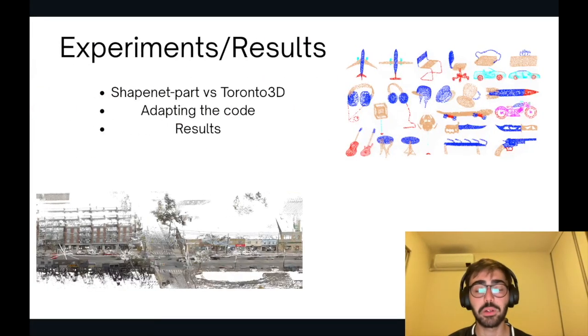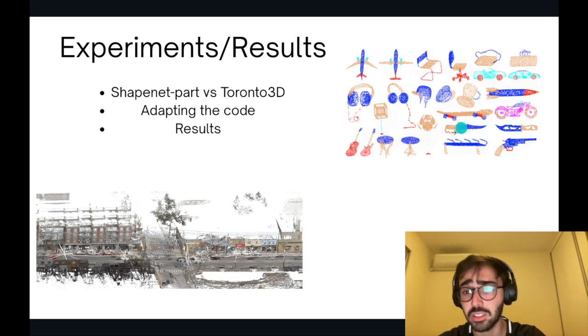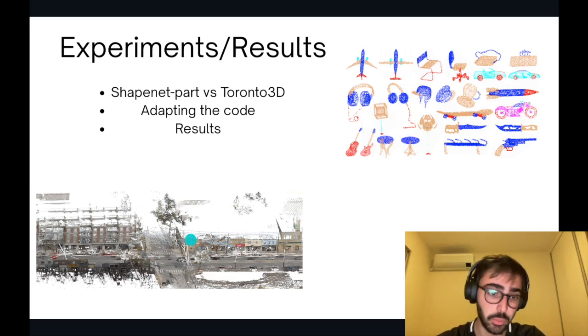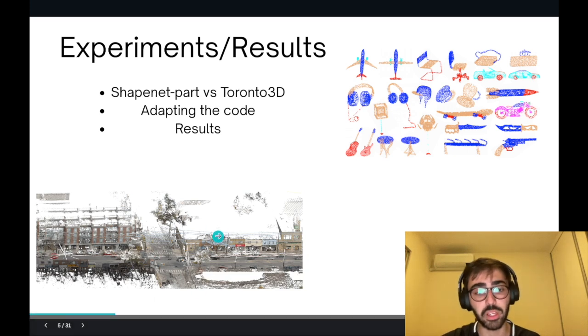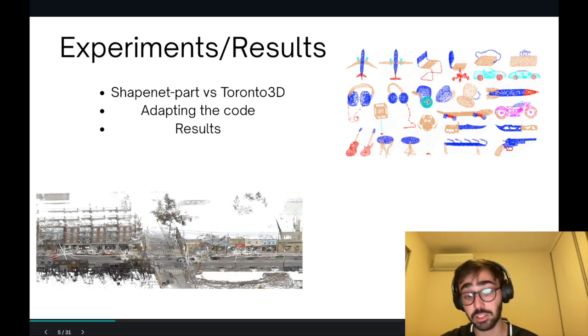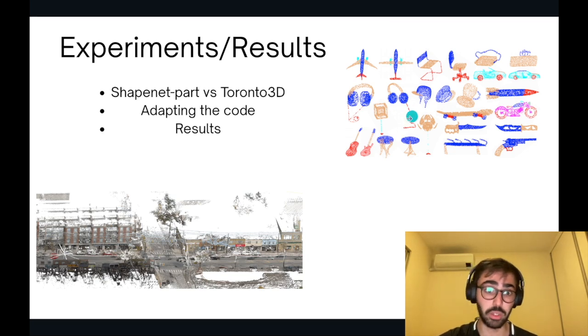So our main goal in this work was to compare the difference in performance of the neural network on two different datasets. ShapeNet Part, which is a synthetic dataset with really nice point clouds, as you can see, and Toronto 3D, which is an outdoor dataset that has noisier point clouds, which can be more dense and so on. We had to adapt the code of PointNet to be able to train it using this dataset as well, because the code that was available didn't work with this one. So we did it and we compared the results.